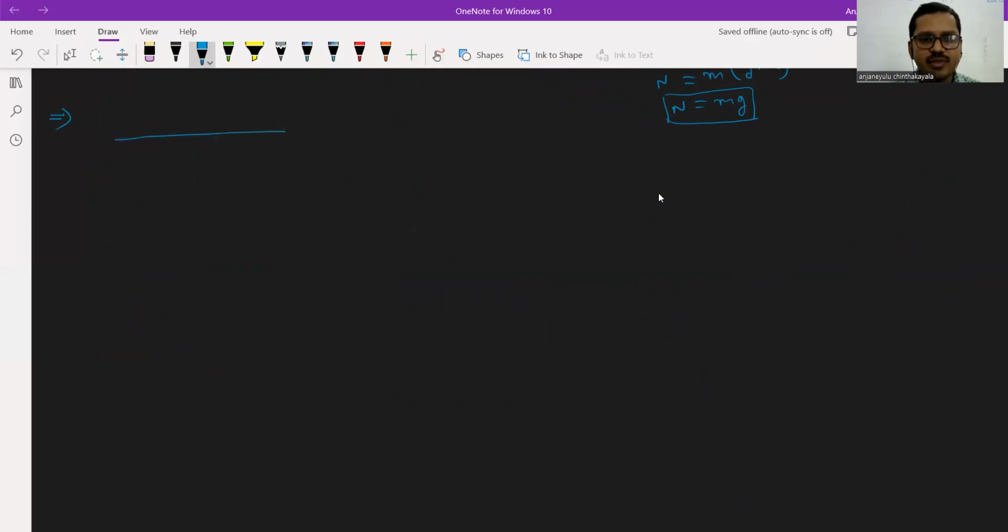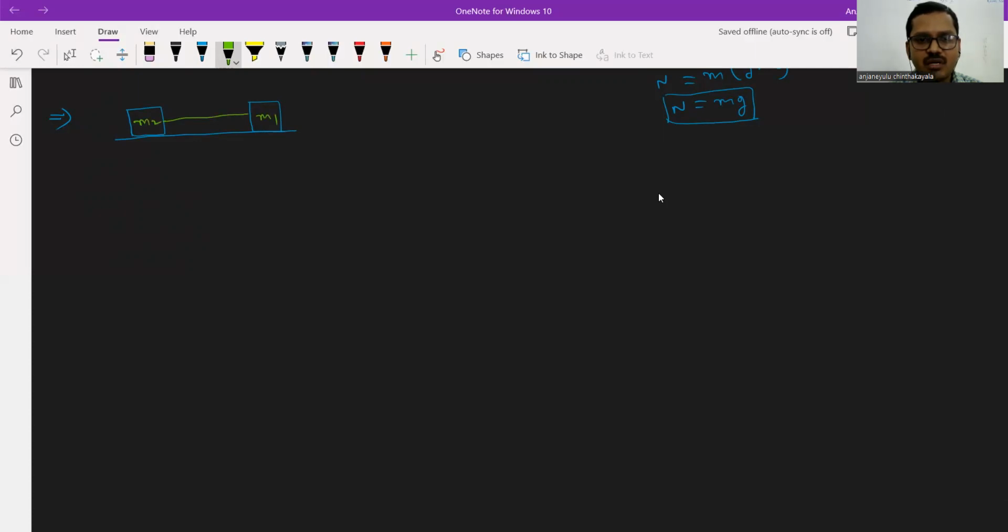Suppose this is a horizontal smooth surface. Here two blocks are connected. This is one block, and here one more block is connected. These are two blocks connected by a rope. Mass of this one is m1 and mass of this one is m2.